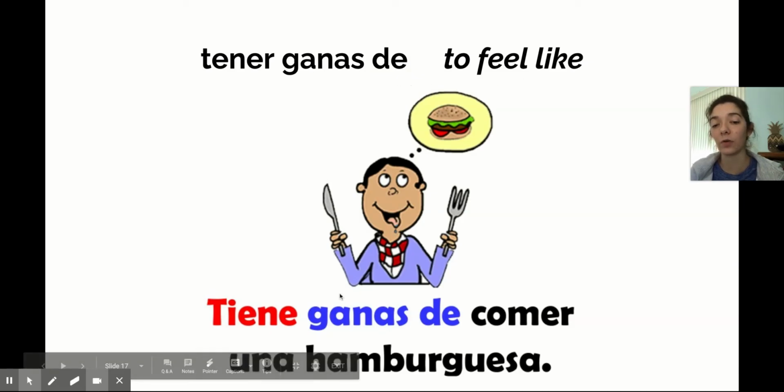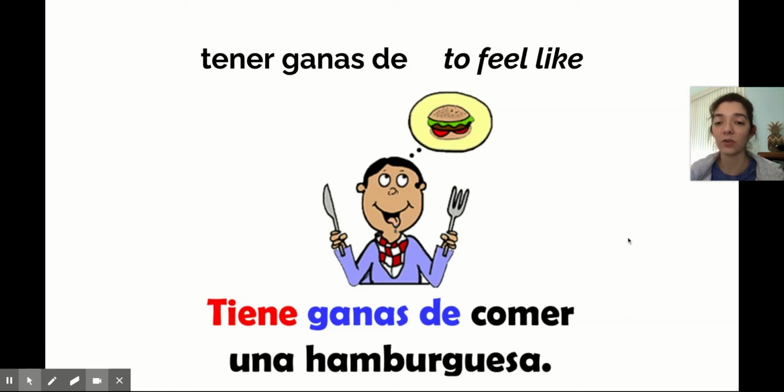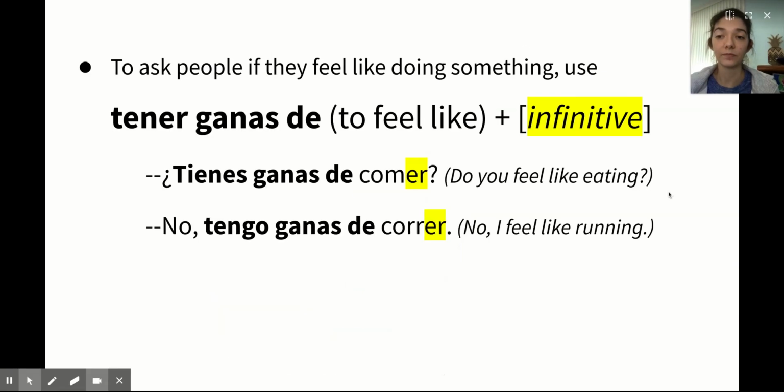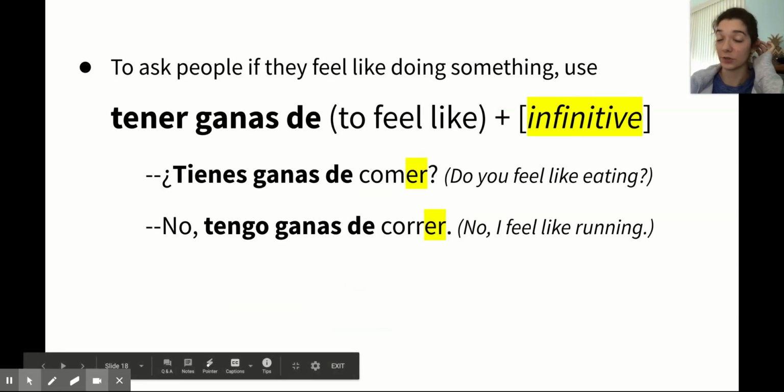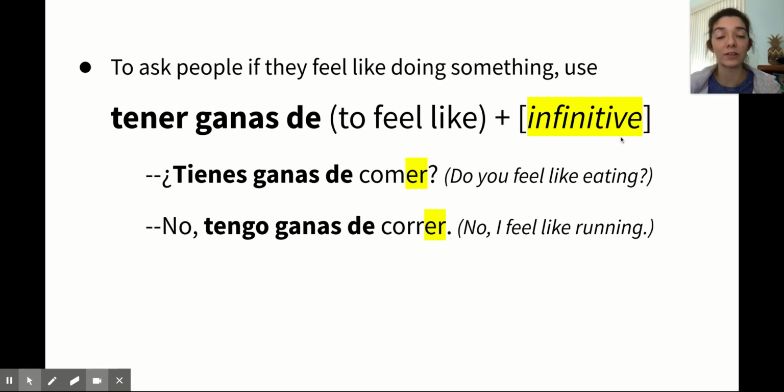You just write that down. Don't worry about this picture. We're going to practice this. Tener ganas de, to feel like. So let's take a look at this example. If they are feeling like doing something, we use this expression, tener ganas de plus infinitive. Okay, it's kind of a formula. So make sure you write this formula down. We always say tener ganas de plus infinitive.